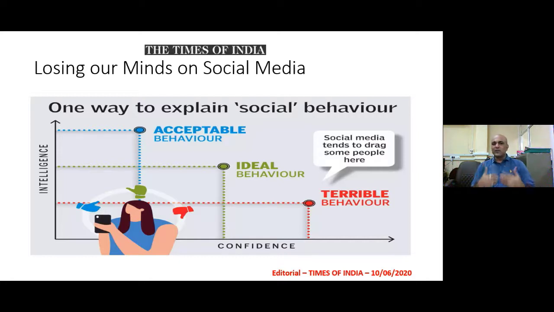This is about how we are using social networking platforms at times irresponsibly. This was a survey conducted by Times of India. When the intelligence level is high, the behavior demonstrated was acceptable. When you go slightly lower on intelligence, higher on confidence, behavior is ideal. And if you further go down on intelligence, the confidence is more, and at times our social networking behavior becomes terrible.